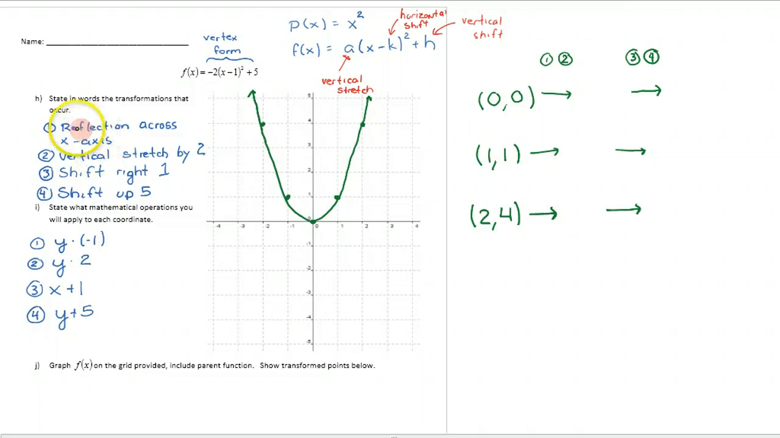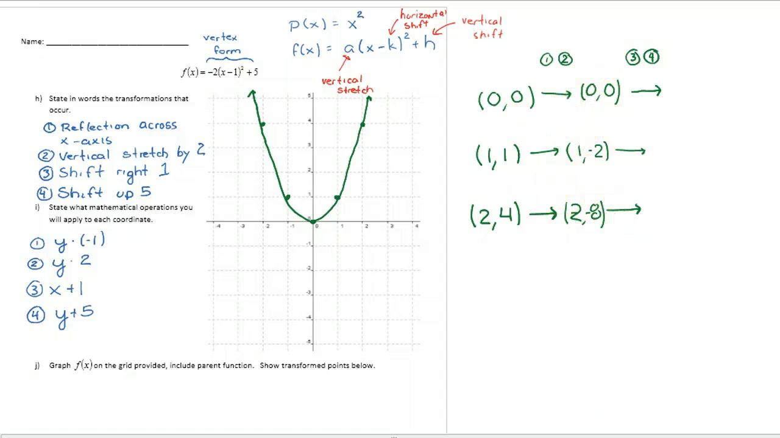So I'm going to take the y value in each of these cases and multiply it by -1 and by 2. So 0, 0 stays as 0, 0. 0 times -1 is 0. 0 times -1 times 2 is 0. 1 times -1 is -1. -1 times 2 is -2. So this goes to 1, -2. 4 times -1 is -4. -4 times 2 is -8. So this goes to 2, -8.